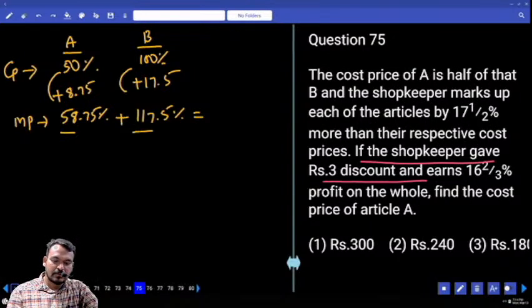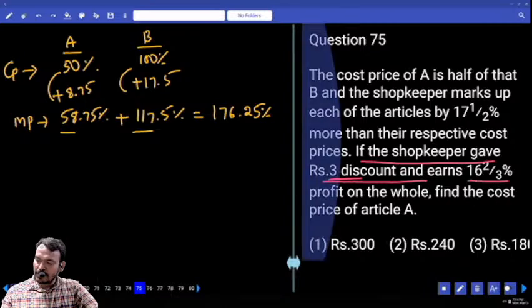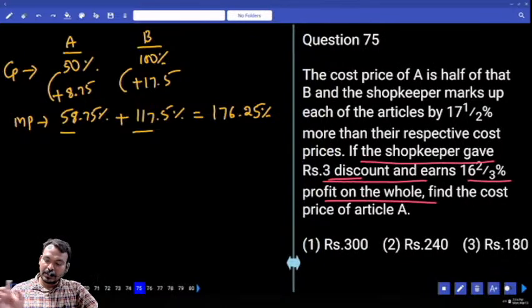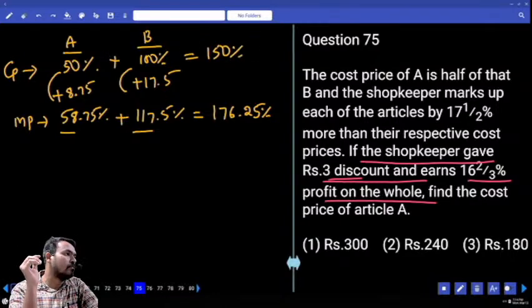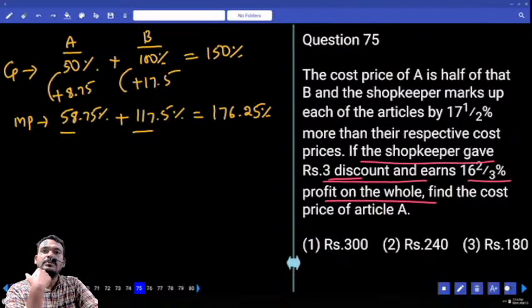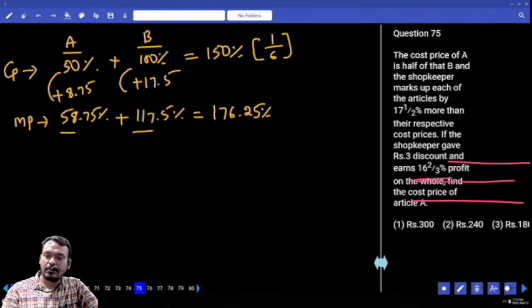58.75 plus 117.5, 175 plus 1.25. Total it is 176.25%. In that, how many rupees of discount is offered? 3 rupees. And here how much percent is the profit? 16 2/3% profit on the whole. 50 plus 100, 150. Total cost price is 150. In that, how much is the profit? 16 2/3% profit. What is 16 2/3%? 1/6 value. What is 1/6 of 150? 25%.